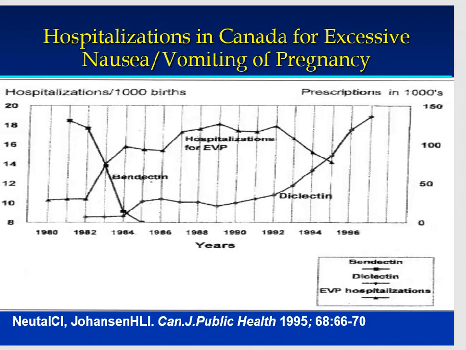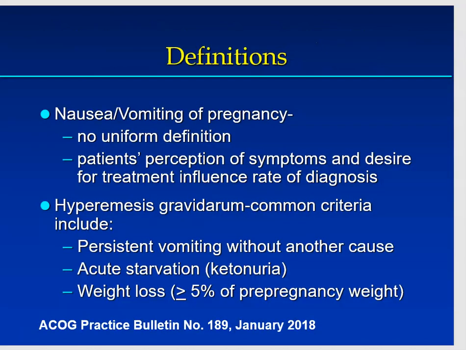But by the early 1990s, when more and more data indicated that the use of this combination did not cause teratogenicity in fetuses, you can see the use of Diclectin increased. At the same time, the hospitalizations for excessive vomiting in pregnancy decreased, again showing this important interaction between withdrawal of the drug and reinstitution of the drug.